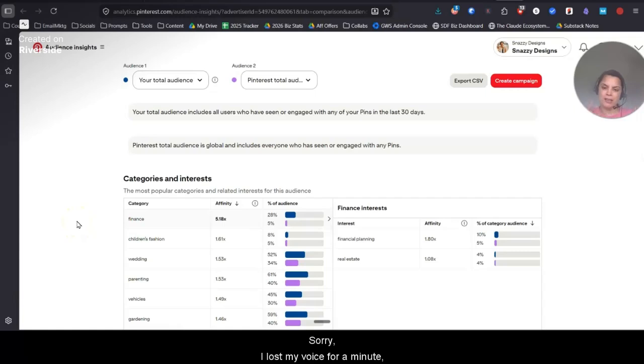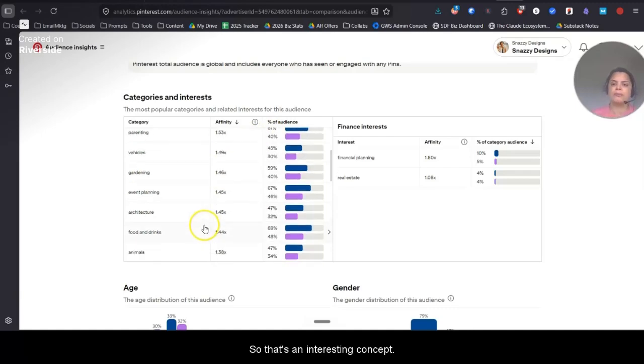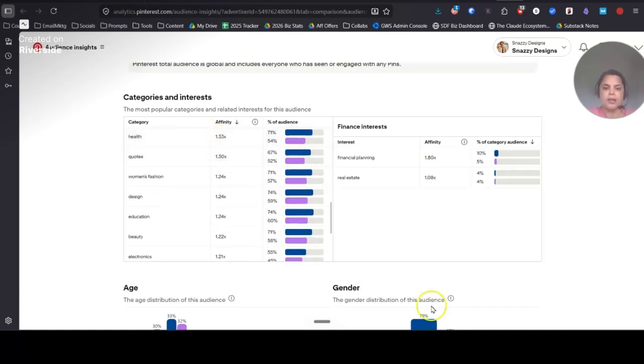I'm sorry, I lost my voice for a minute, but you can see that finance is only 5% of the Pinterest audience, but 28% of my audience is interested in finance, right? So that's an interesting concept again. So the idea of making money online, the idea of selling digital products, does align very well with the kind of content and the kind of products that I create.